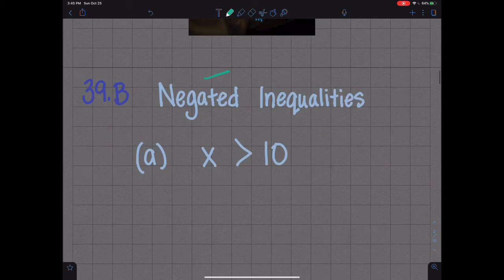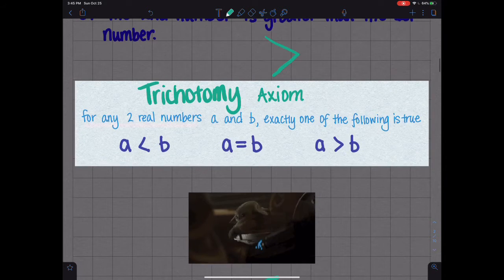So here we have, the way I've written it so far, I have x is greater than 10. But if I write a slash through this symbol, just kind of like that, then what that means is x is not greater than 10. And so when you negate something, it means that you add the word not. Okay, so x is not greater than 10. So now we go back and think about this trichotomy axiom. At first I said x is greater than 10, but if it's not, then it can only be 2 out of the 3 things. They could be equal, or x could be less than 10, right?